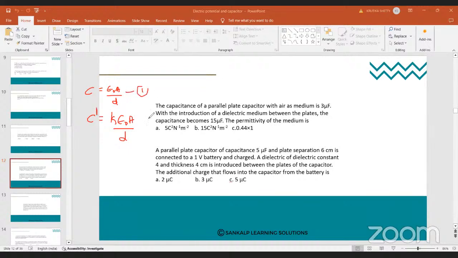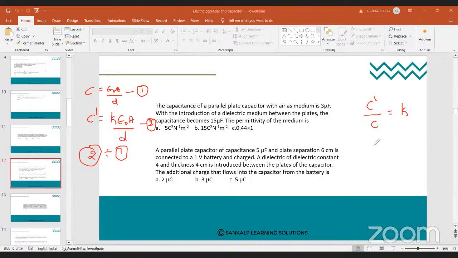I'll make this equation 1 and this equation 2. Again, divide equation 2 by 1. If nothing else is given, we have to go for the division method so that simplification will be easy. So when I divide 2 by 1, it is C dash by C is equal to K, because epsilon naught A by D cancels, and only K remains.